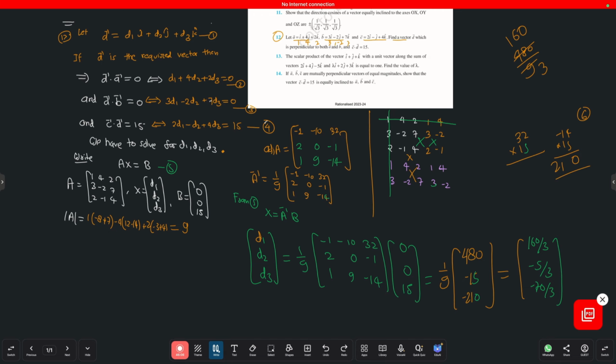You can check the answer. Hence the required vector D equals 160 by 3 i cap minus 5 by 3 j cap and minus 70 by 3 k cap. Is it the same as the answer statement? With 1 by 3 common, it is the same answer.